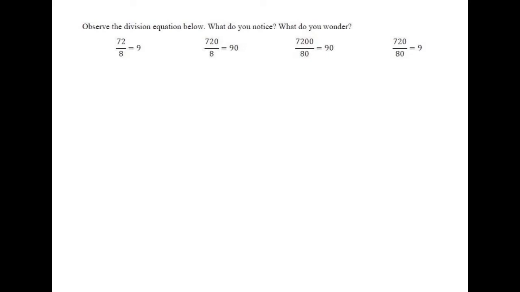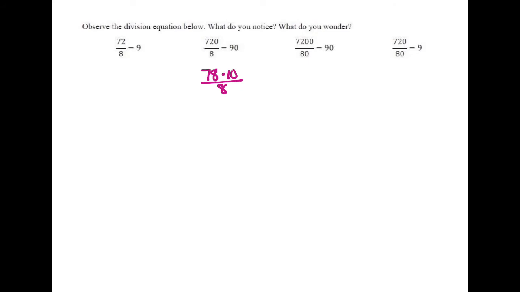Okay, so I notice the zeros are on some and they're missing on some. I'm wondering why it works out the way it works. Now, let me explain. Because I know that 72 divided by 8 is 9, this is the long way of doing this problem, but I'll show you the short way here in just a second.